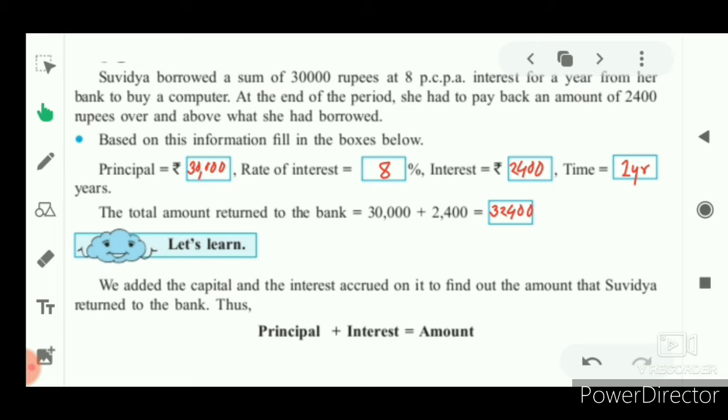So at the end of this period, that is, at the end of this year, she had to pay the sum of 30,000 plus the interest that is charged on it at 8% per annum. So what will 8% of 30,000 be? 30,000 times 8%, that will be 2,400. So how much will she have to pay after 1 year? 30,000 plus 2,400, that is 32,400. She will have to pay a total of 32,400.